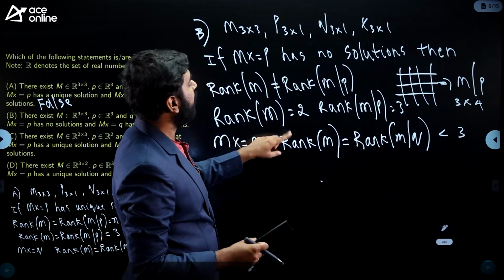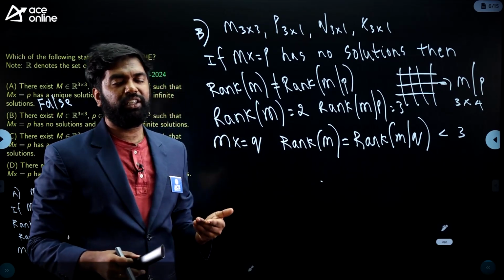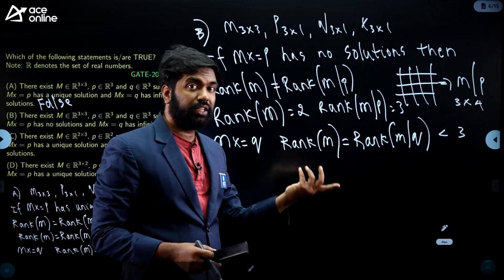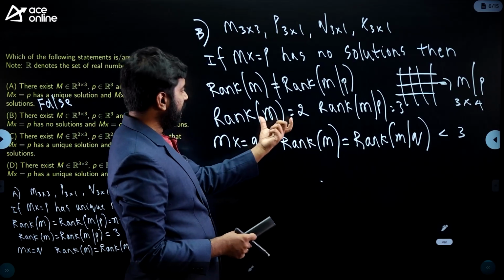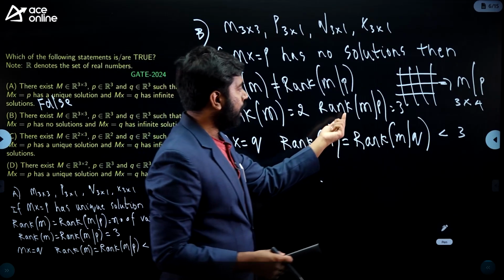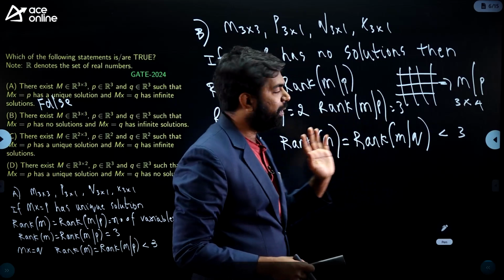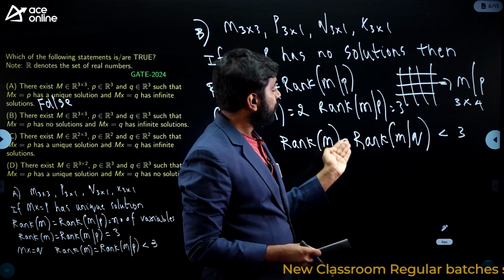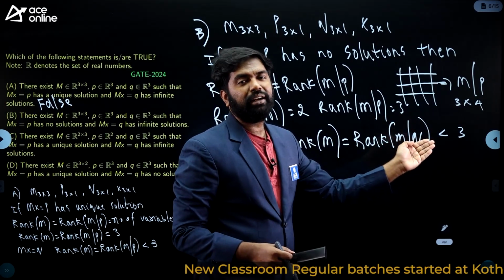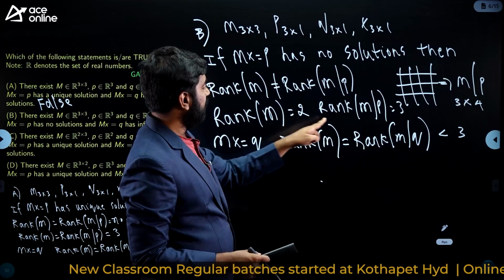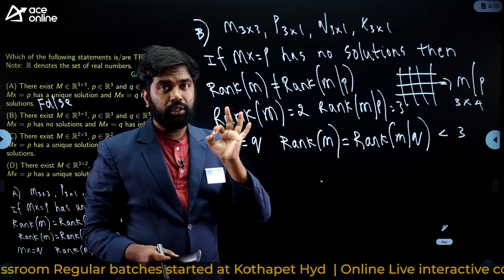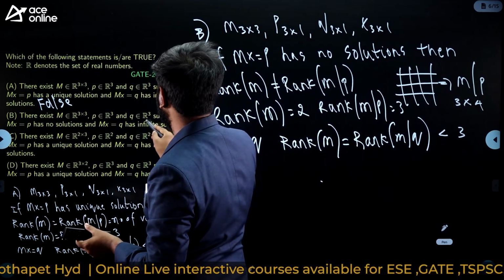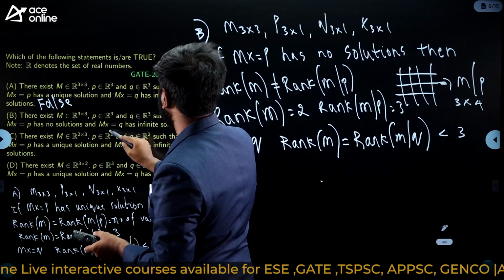So can this simultaneously happen? Can Mx equal to P have no solution and Mx equal to Q have infinite solutions? Yes, it can simultaneously happen, because look at this case, rank of M is 2, rank of MP is 3, no solutions for Mx equal to P. But if you look at Mx equal to Q, you can create a matrix such that rank of M is equal to rank of MQ, and you can make that less than 3. So already less than 3 means it can be 2. Yes, this can be a possibility. So yes, such matrices exist. So definitely it's a true statement.